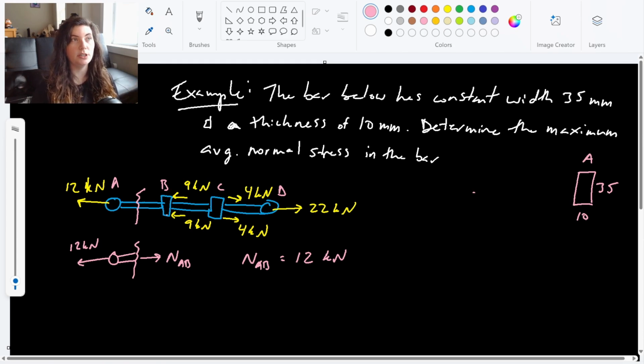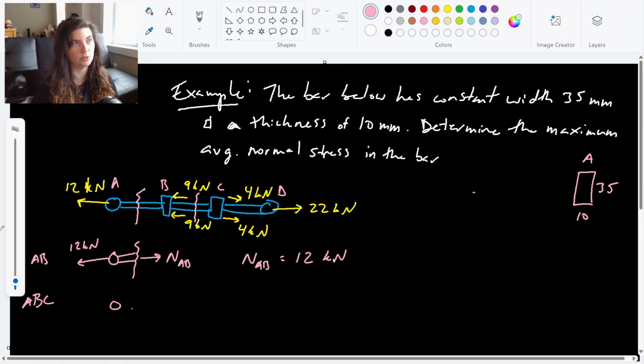So this section is pretty straightforward, and then we need to move down past the next loading that we see to capture the next change in normal stress, change in normal force in this beam here. So we can see at B we're loaded with 9 kilonewtons on top and 9 kilonewtons on bottom. So if I cut through this, so section AB, now I'm looking at section BC, really ABC.